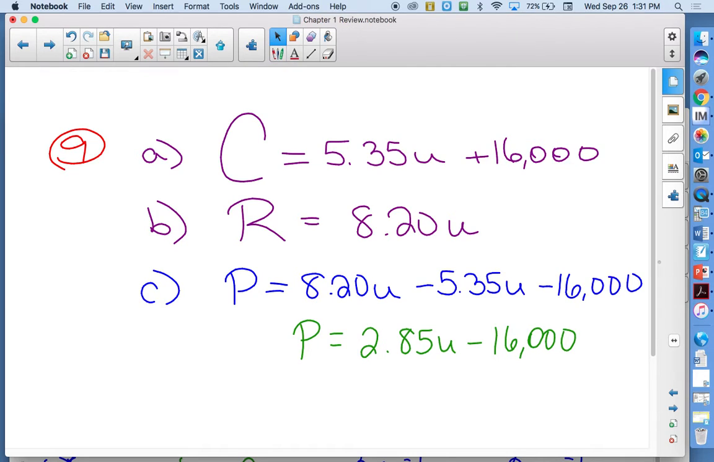So really, I'm earning $2.85 for every unit, taking the cost and what I'm selling it for into account. When that number of units gets to be a value that equals $16,000, anything after that that I sell would be extra money in my pocket.